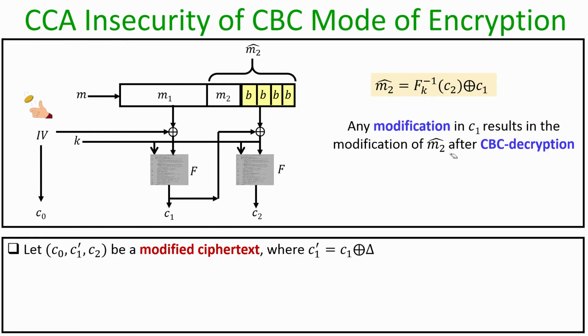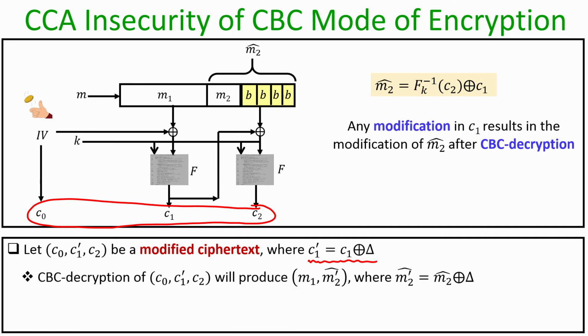So, imagine that the sender has sent this ciphertext C sub 0, C sub 1, C sub 2, and imagine that the adversary has modified this ciphertext to another ciphertext where only the ciphertext block C sub 1 is changed to C sub 1 prime, where C sub 1 prime is nothing but the XOR of the actual C sub 1 with some value delta, where delta is known to the adversary.